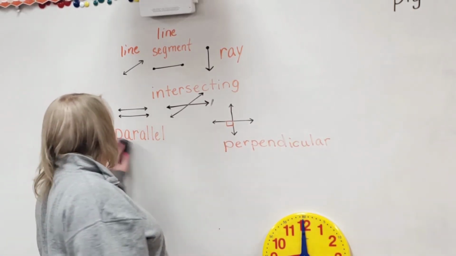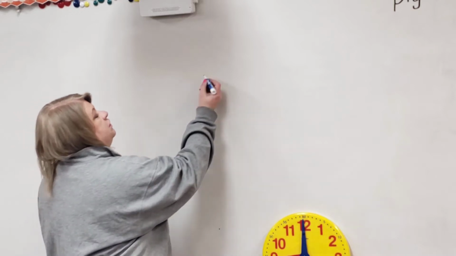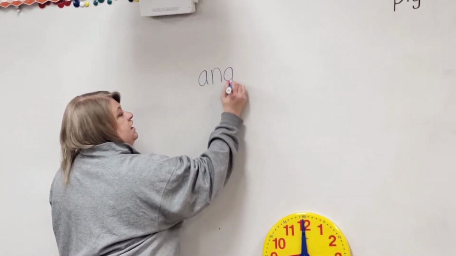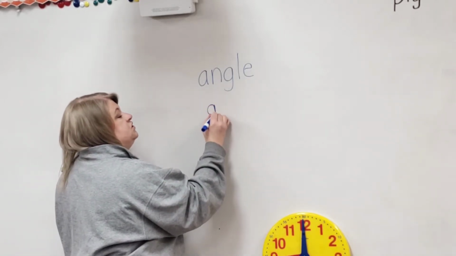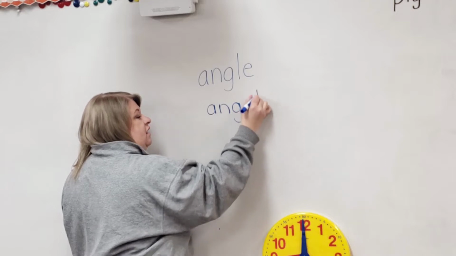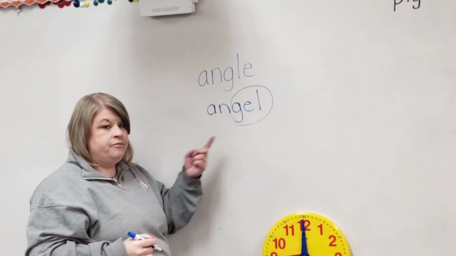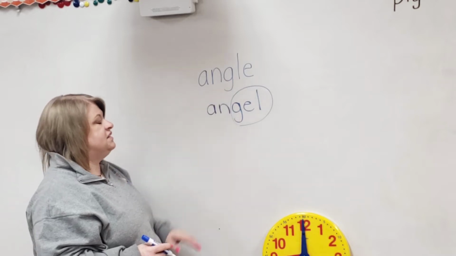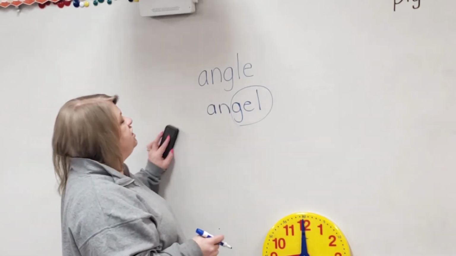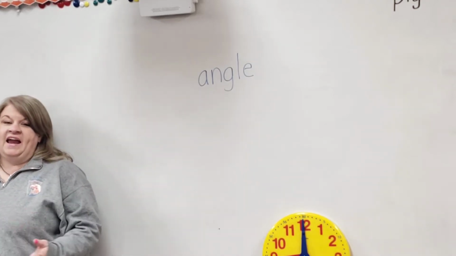All right, today I want to talk about something called an angle, not an angel. Let me show you the difference in those words. A-N-G-L-E is an angle. If you switch it around and put G-E-L, that is an angel. If you can say gel at the end, it's angel. If it's an angle, you have the GL together. So we're going to talk today about angles.